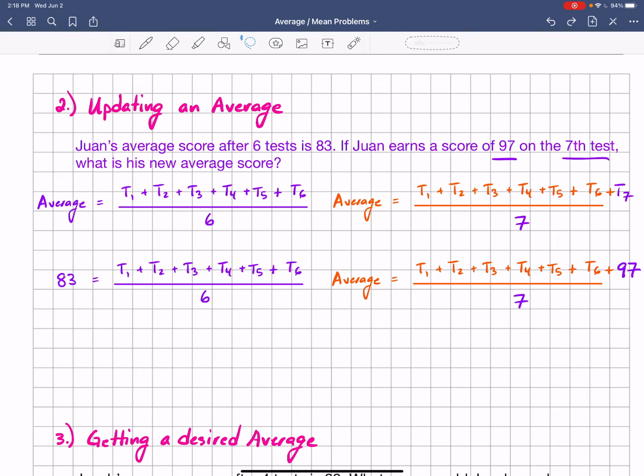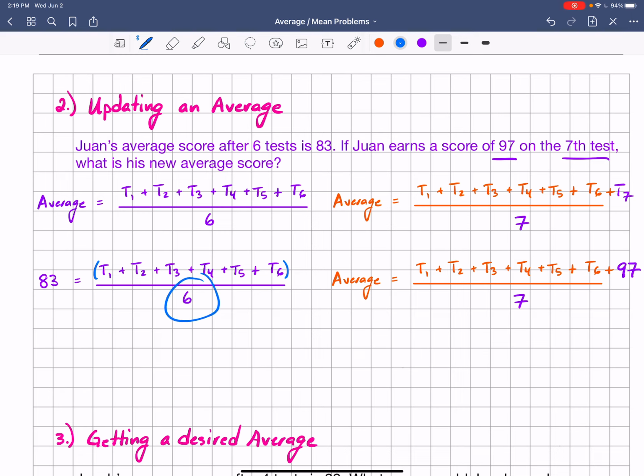So the question is, what do we need to do to get these test scores by themselves? Well, we know what we need to do if we look at what's currently happening to these tests. The first 6 tests, after we add them, we're currently dividing them by 6. We can get that division by 6 to go away if we do the opposite of dividing, which is multiplying. If we multiply one side of the equation by 6, we have to multiply the other side by 6. If you multiply and divide by 6, those cancel out, and we're just going to get what the test scores all add up to.